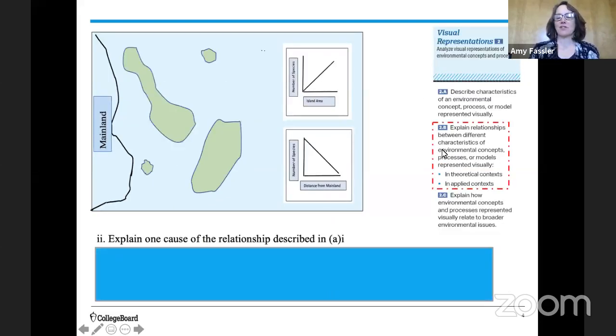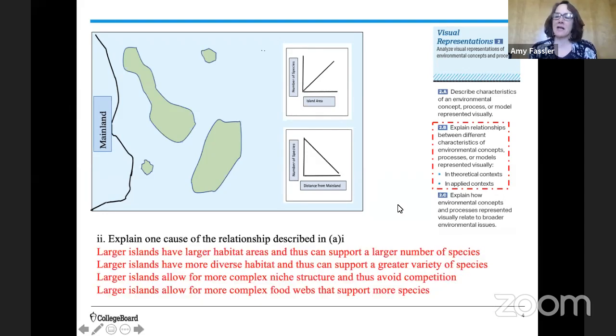Next, we're moving down into the a little bit more complex part or scaffold of that practice, where I'm going to do some explaining, and I'm going to explain the cause of that relationship. In other words, why is it that when I increase the size, I increase the species richness? And again, there's a couple of different explanations that I could have provided. One idea is that the greater the size of the island, the larger the habitat, I can support a greater number of different species.